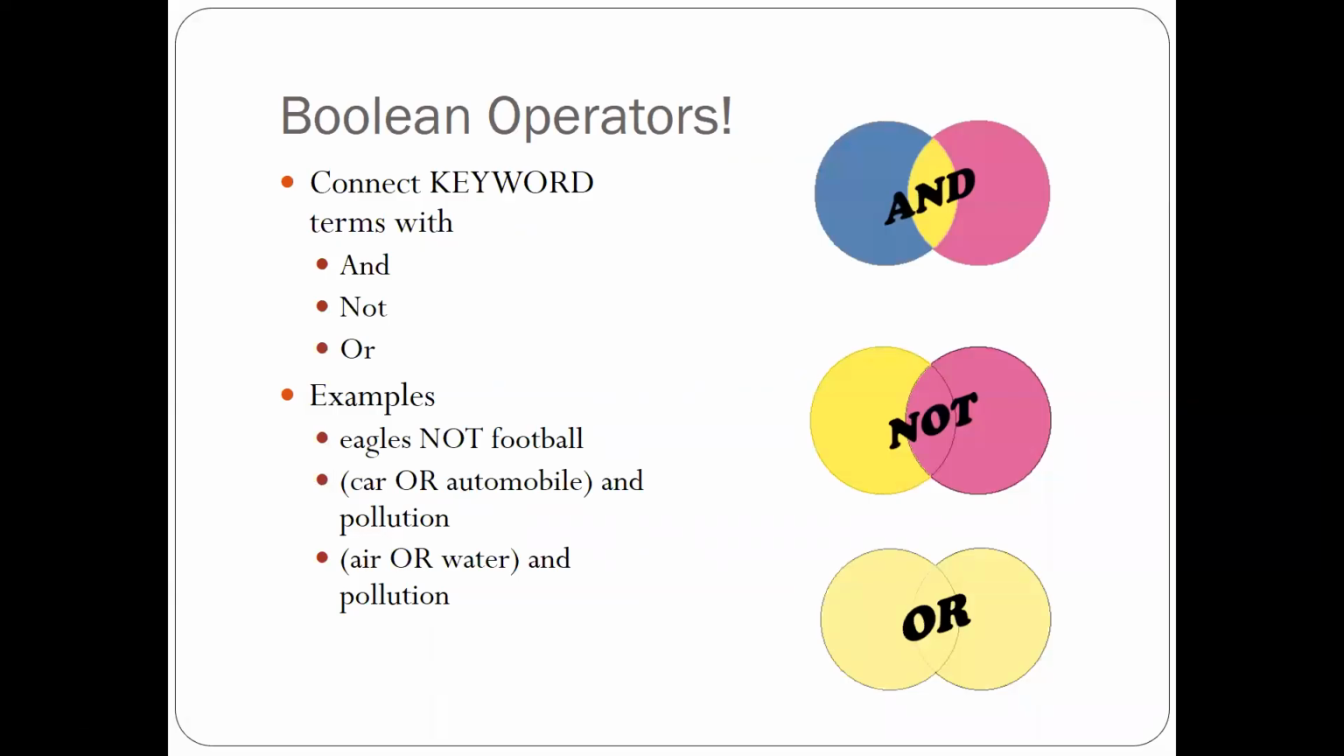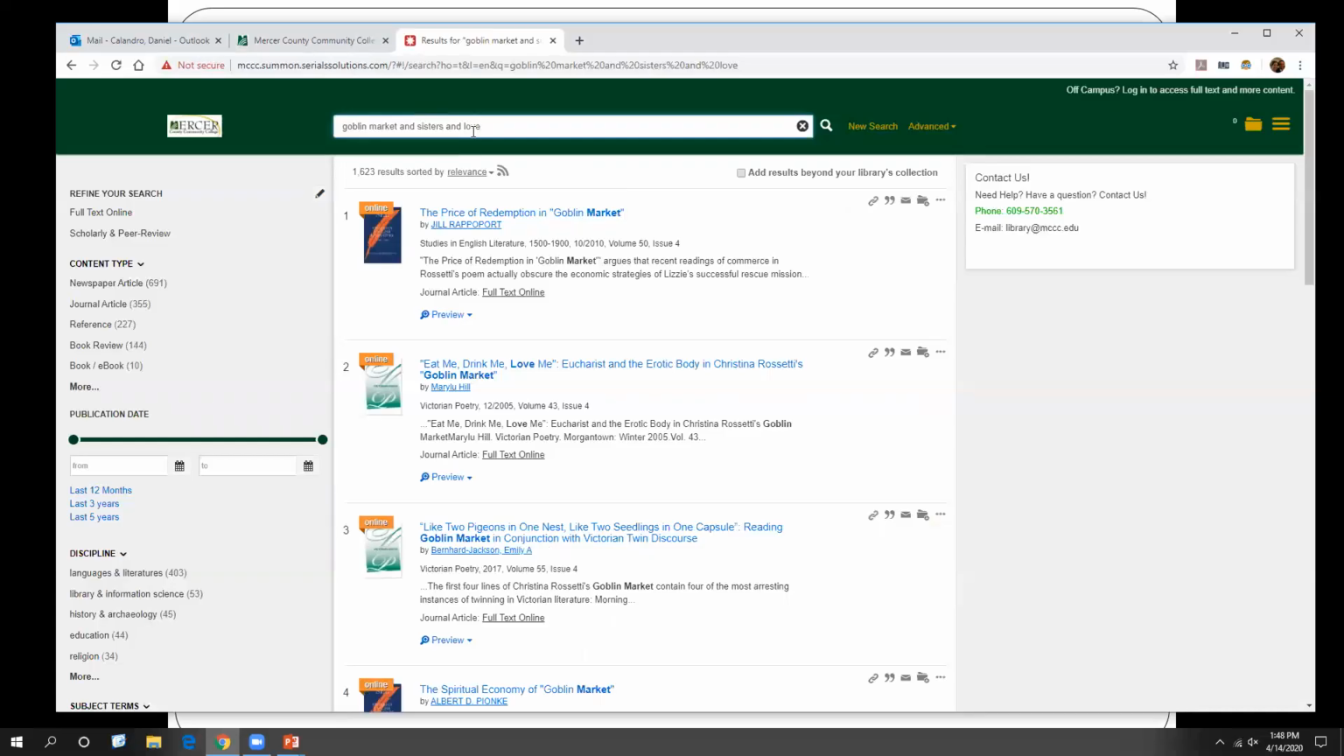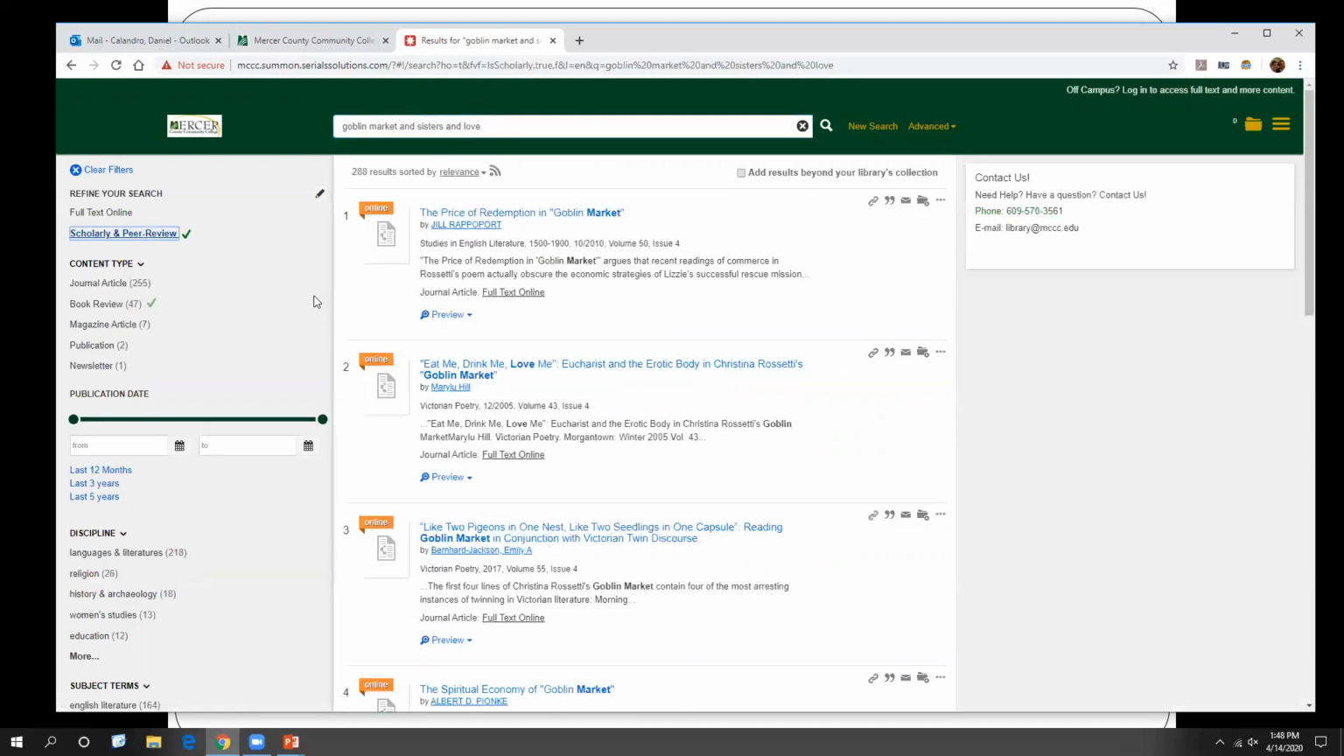Now, as I said before, some of these articles are scholarly or peer-reviewed. How do you only get scholarly peer-reviewed sources? It's very easy. If you look over here on the left-hand side, see where it says scholarly peer-reviewed, simply click on that, and it's going to go ahead and reduce your results even further. So now we've gone from over 1,000 to under 300.